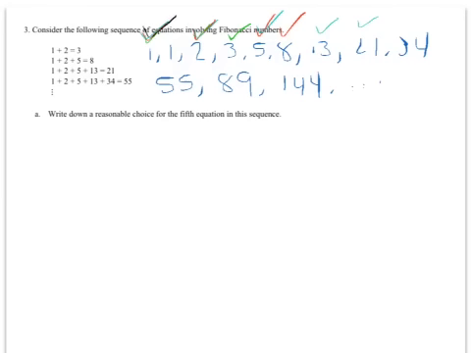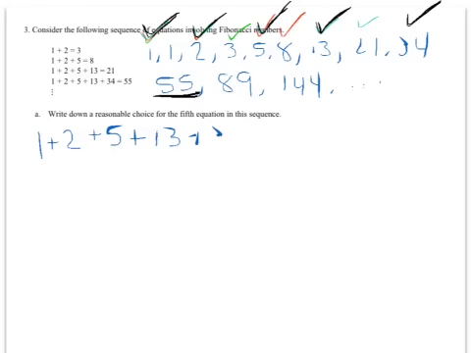I have 1, 2, 5, 13, and 34. So the numbers I'm adding are every other Fibonacci number, 1, 2, 5, 13, and 34, and then it equals the very next Fibonacci number, 55. So if I wanted to follow this pattern, I would write down every other Fibonacci number, 1 plus 2 plus 5 plus 13 plus 34, and then following the pattern, skip 1 and I get plus 89, and that should equal the very next Fibonacci number, which is 144.